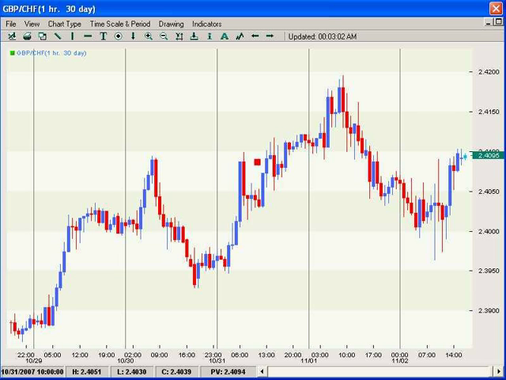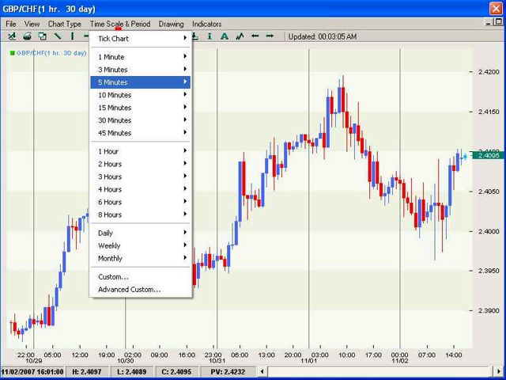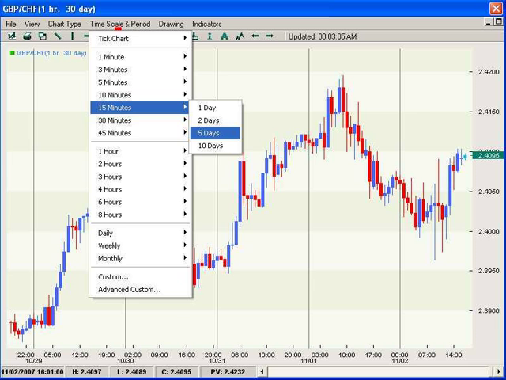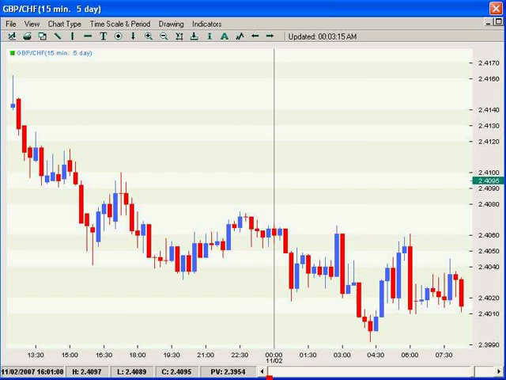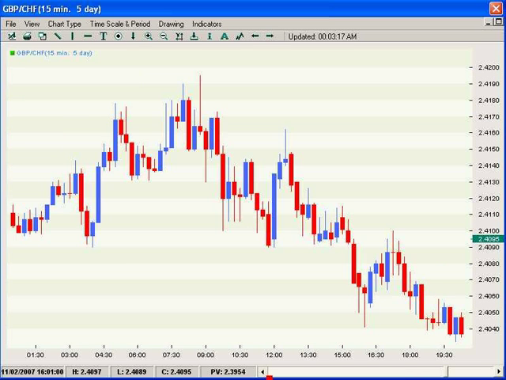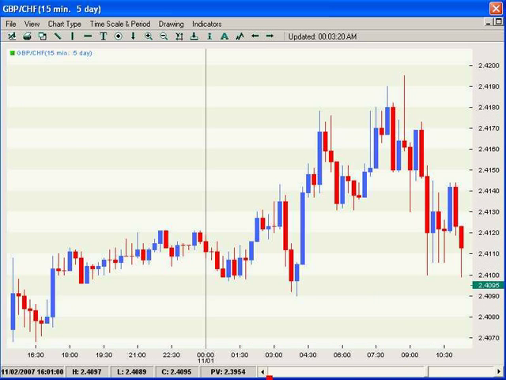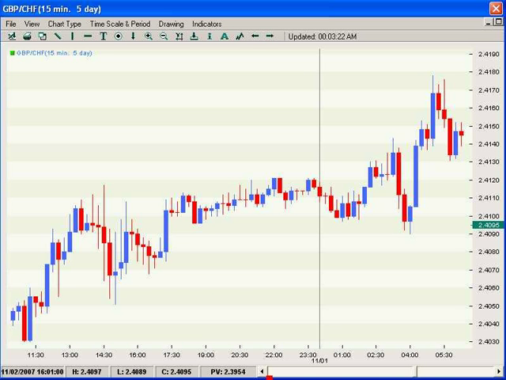And I'm going to just punch in here. This is pound Swiss. Let's look at it on a 15-minute chart basis for the last 5 days. And we're focusing, of course, on Halloween Eve because this is when everything happened. This is Halloween, okay? And FOMC happened about 2:45. We have a little bit of consolidation. Come around 4 o'clock in the afternoon U.S. time.